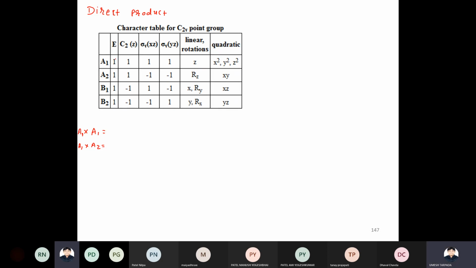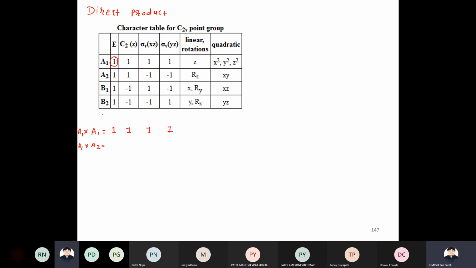What happens? A1 into A1 means 1 into 1, two times. How much will the character be? 1 into 1 will be 1. Then again here, see, it's 1 into 1 that is 1, 1 into 1 that is 1.